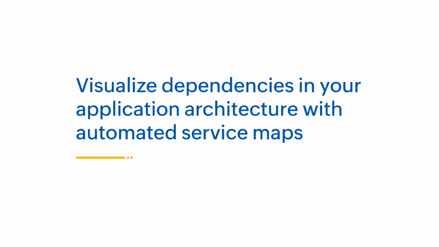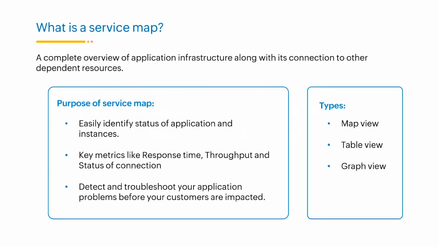Visualize dependencies in your application architecture with automated service maps. Let's take a use case. In IT infrastructure and networks, an application may be connected to multiple databases and have dependencies with several servers. The service map provides a way to analyze the topological view of the application, along with its instances, represented in the central node. You can easily identify the root cause and the status of the application, database, and servers. The service map will help your developer or technician identify whether the dependencies have been disconnected or not.